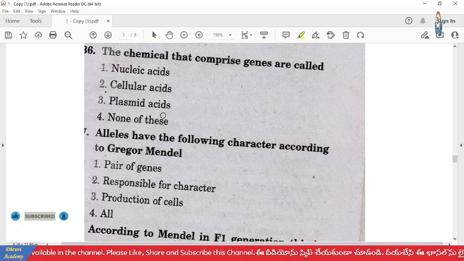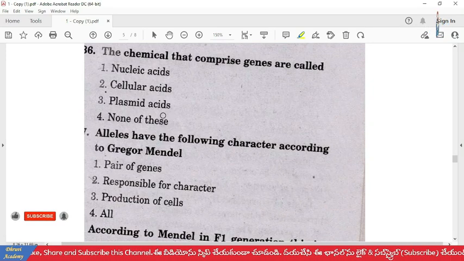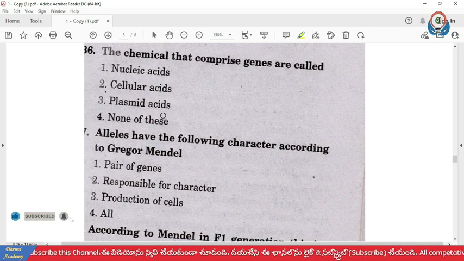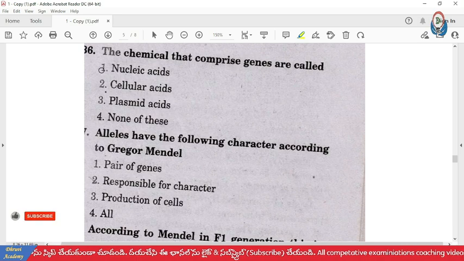The chemical that comprises genes is called: is it one, nucleic acid, or two, cellular acids, or three, plasmid acids, or fourth, none of these? The answer is nucleic acid.